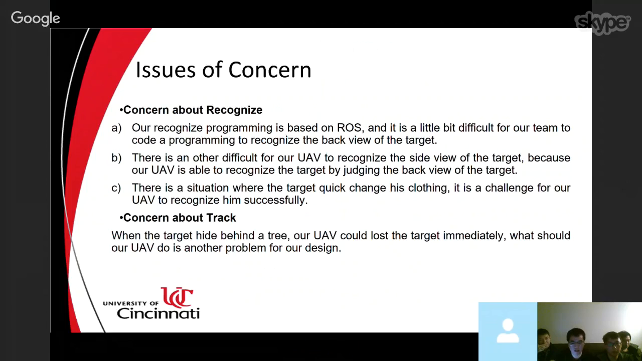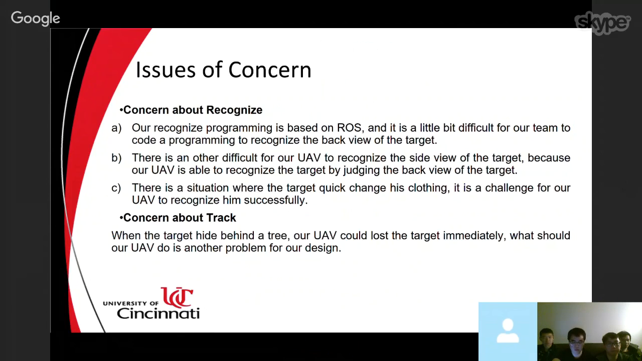When the target suddenly turns left or turns right, it is a challenge for our UAV to recognize the target. The third issue of concern is recognizing the target when the target quickly changes his back view. For example, we imagine the situation where our target quickly takes off his coat, then the change of his back view will increase the difficulty of our UAV recognizing him.